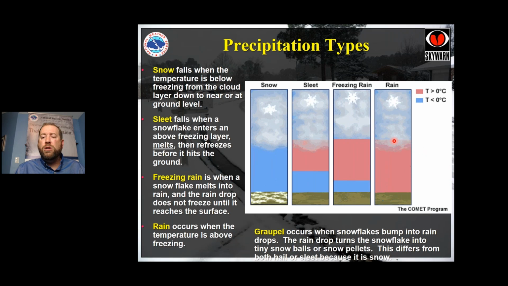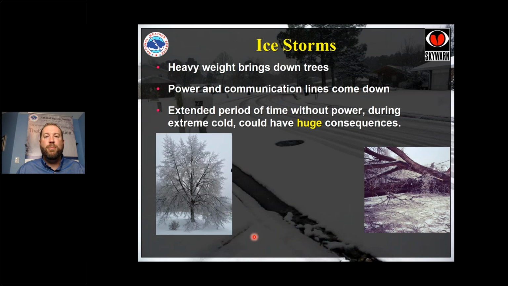And then rain, of course, happens when from near the cloud all the way down to the bottom is above freezing. It is just plain old rain. I threw one on here called graupel. That is when some snowflakes bump into raindrops. We don't get that too often here. It'll look like little white pellets falling out of the sky. We don't get it too often, but I like to put it in there because I know we've got some winter weather fans that signed up for the class.